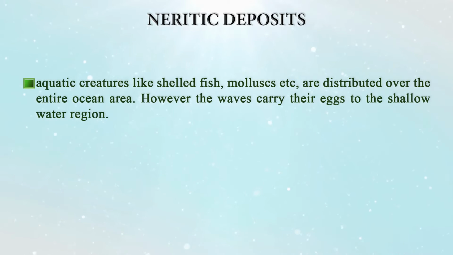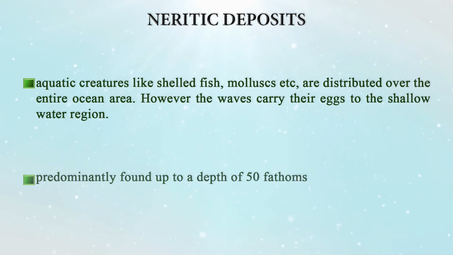Now what are neritic deposits? These are also formed of the deposition of shells and skeletons of various aquatic creatures like shellfish, mollusks, etc., which are distributed over the entire ocean. However, the creatures carry their eggs to the shallow water region, so they are predominantly found up to a depth of 50 fathoms, but they are even found in deeper areas. They have been reported in deeper continental slope areas also.